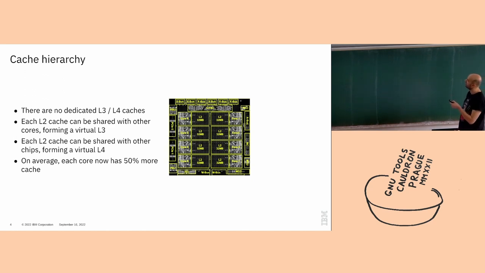Especially with the caches, it has been a very interesting update, because before we had a really traditional structure where we had L1, L2, L3, L4, like a hierarchy like everybody else. This time, physically, we have only L2s, but these L2s can be shared between different cores and between different CP chips. And from that arise virtual L3 and L4 caches. This is based on the observation that machines might not be fully loaded all the time, and therefore cores can benefit from caches on other cores. Indeed, simulations show that in real workloads, every core has about 50% more cache than before.